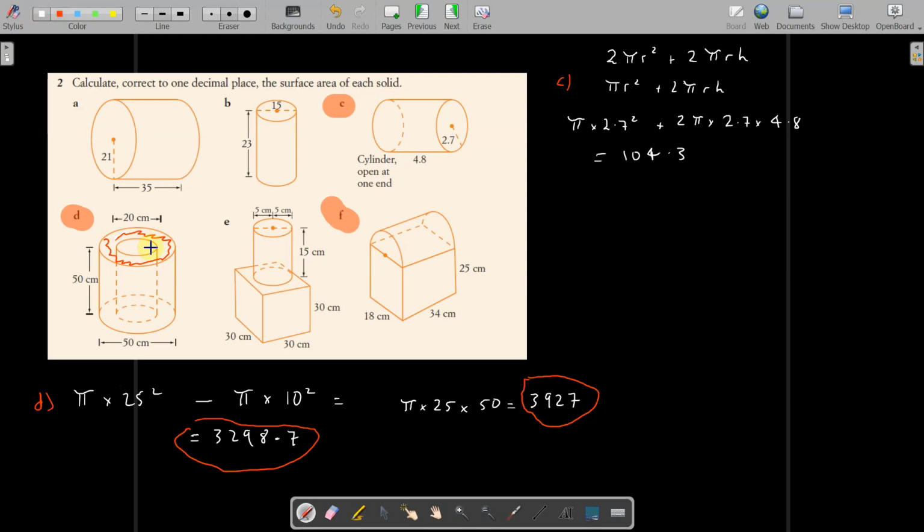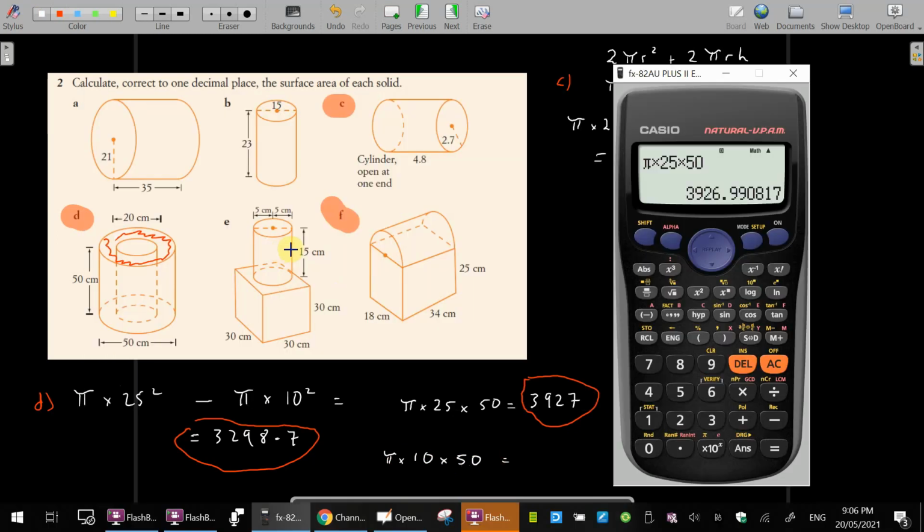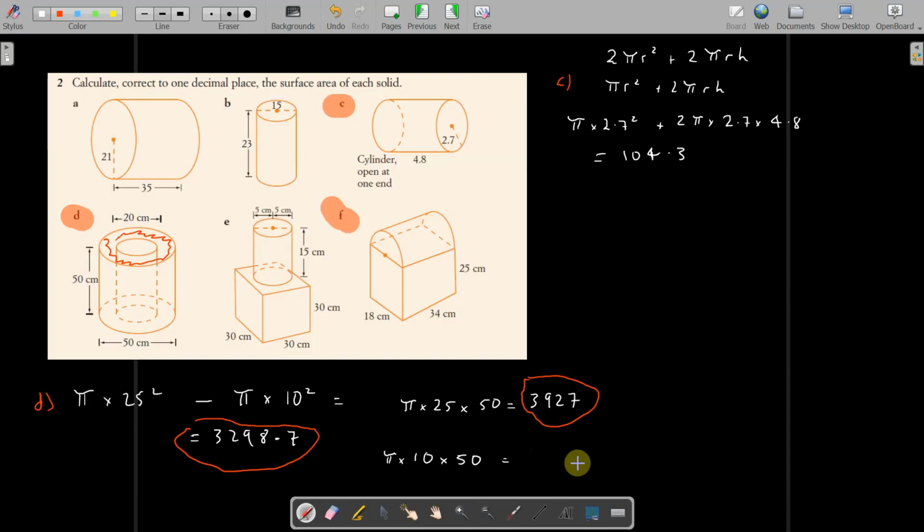Very good. Now the inside circle, which is a curved surface. That's pi times radius, which is 10, same height, 50. 1570.8. There we are. Okay, did that cover every surface? Let me just check. That's the top and bottom, that's the curved surface around the outside, curved surface around the inside. That's it. And we just add those up.